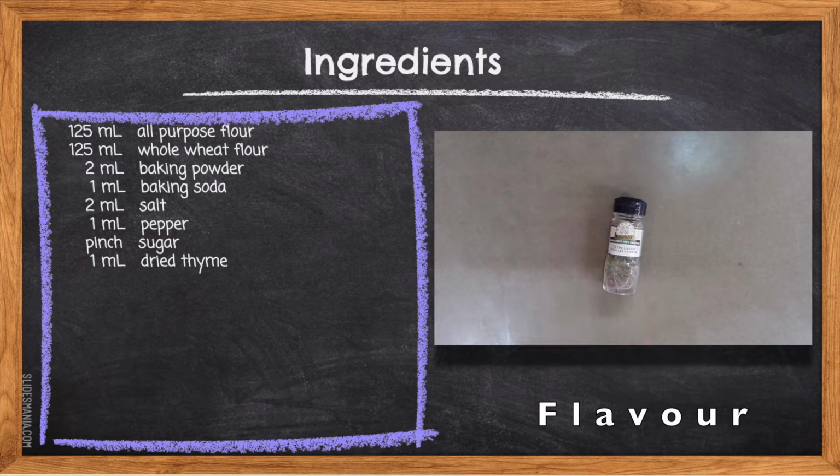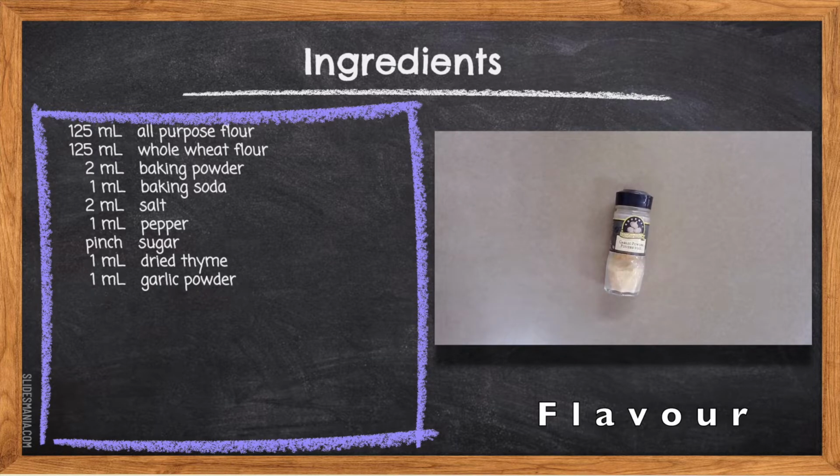1 milliliter of dried thyme. Thyme is often used in baking to add layers of flavor without being overwhelming. It complements the vegetables found within our muffin as well as the cheddar and bacon. 1 milliliter of garlic powder. This will add a little bit more complexity to the flavor profile of our savory muffin.